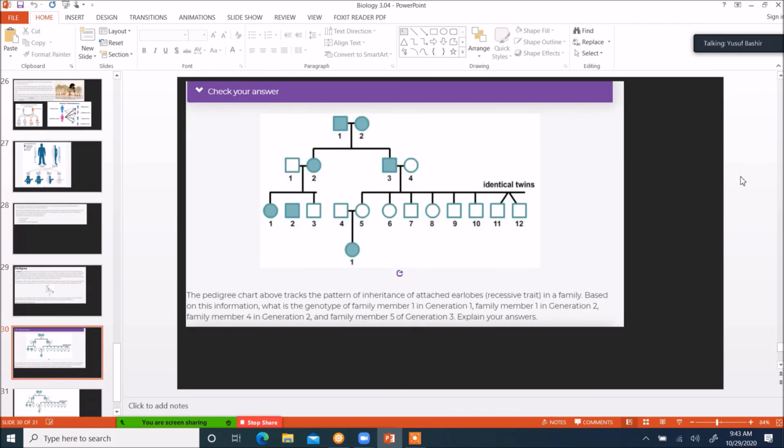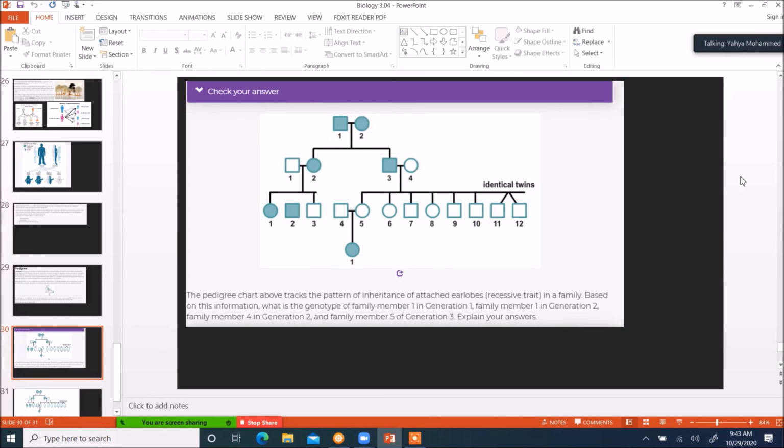All right. Let's take a look over here. Genotype family member 1. All right, we'll try this one. Take a look at this one. I'll give you guys 2 minutes to try and answer this question.